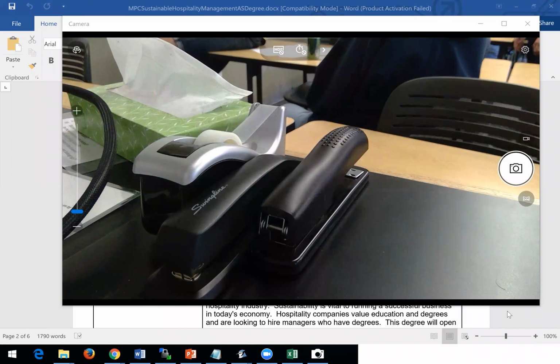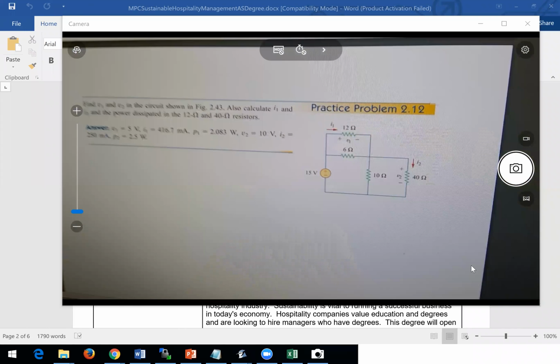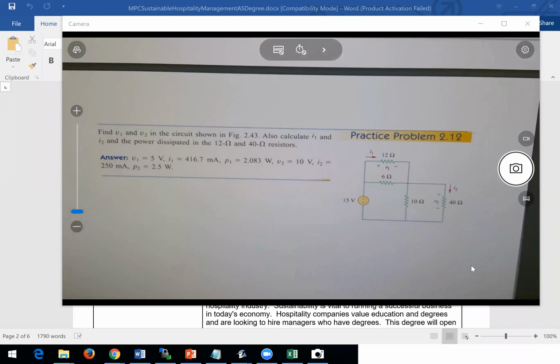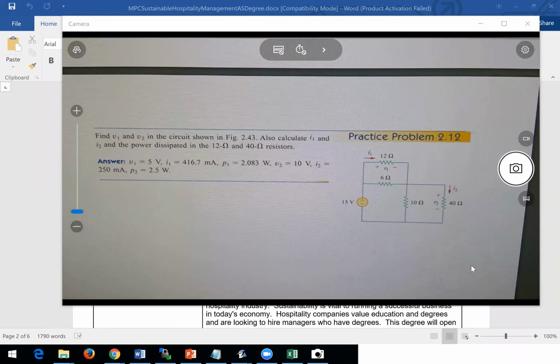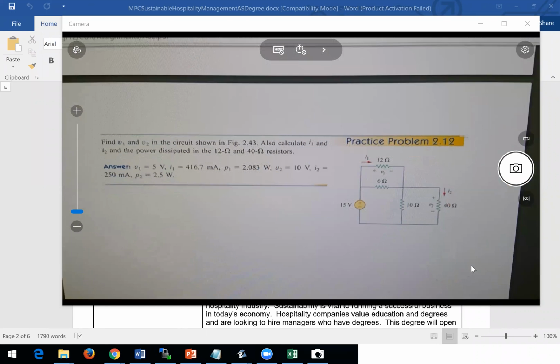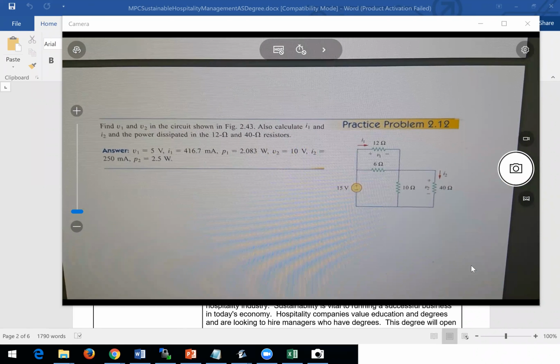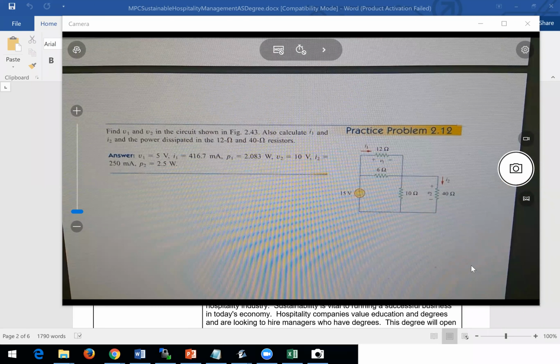Wait, did you solve it already? Oh. So moving on, some folks are doing number 12, which is finding V1 and V2, calculating I1 and I2, and the power dissipating in 12 and 40 ohms.